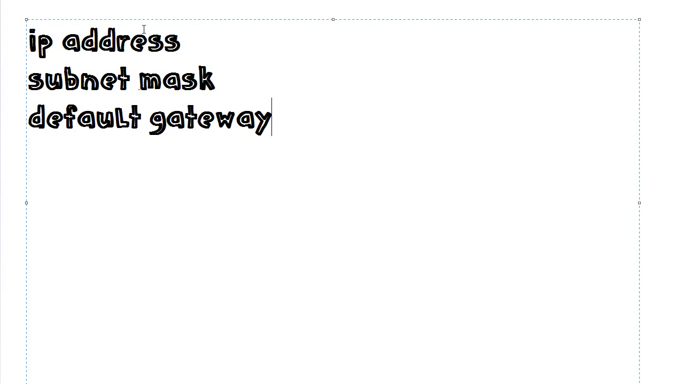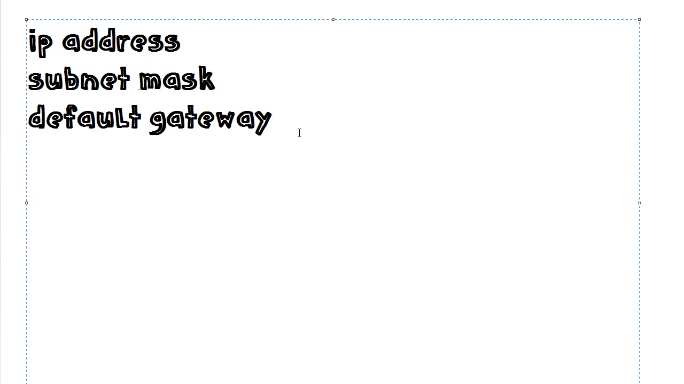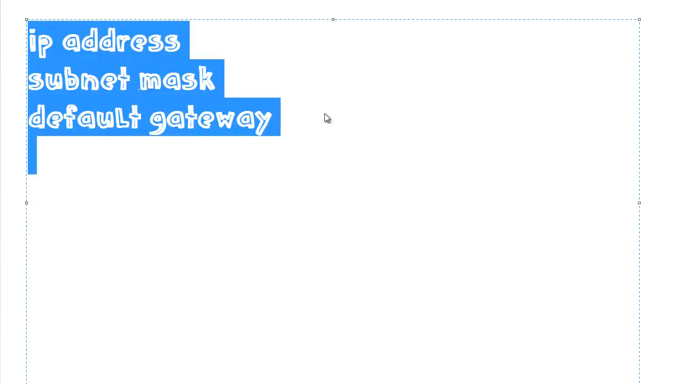But these are three things that you need in order to communicate realistically on the internet using IPv4. In IPv6, the only thing you really need is your IP address and your default gateway. That is because in IPv6, all the subnets are the same size. Now, let's talk about what these things are.